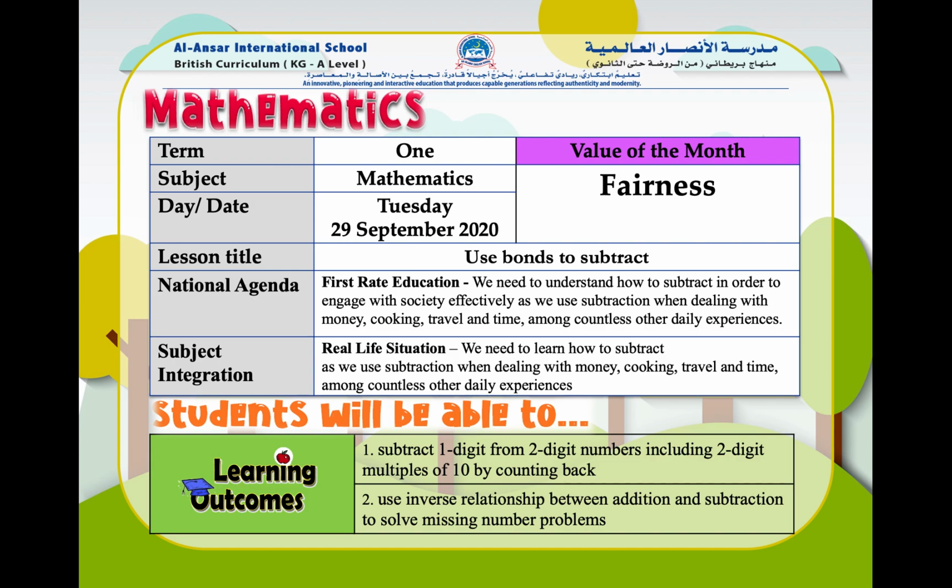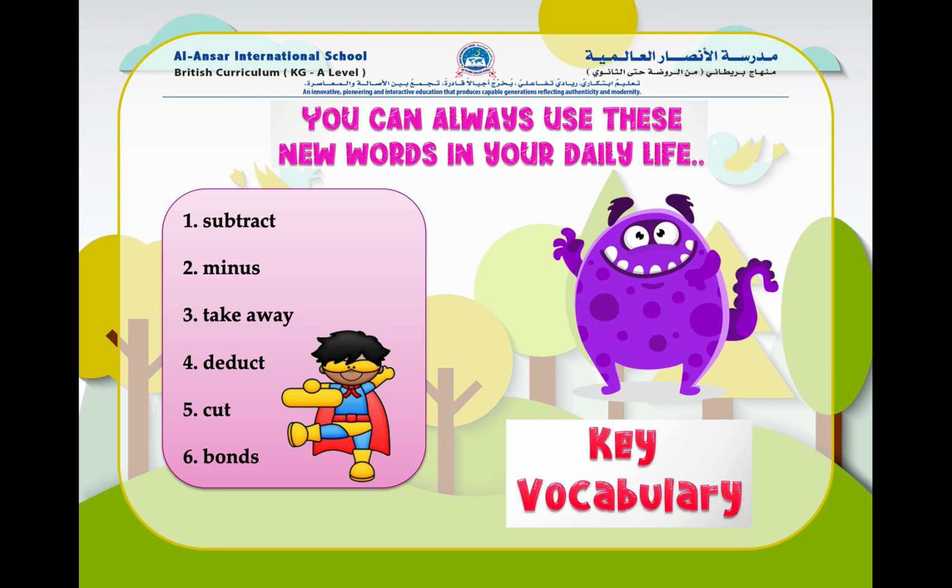In this lesson, we're going to use bonds to subtract. We're going to subtract one digit from two-digit numbers, including two-digit multiples of 10 by counting back. We're going to use the inverse relationship between addition and subtraction to solve the missing number problems. For this lesson, we will need the words subtract, minus, take away, deduct, cut, and bonds.